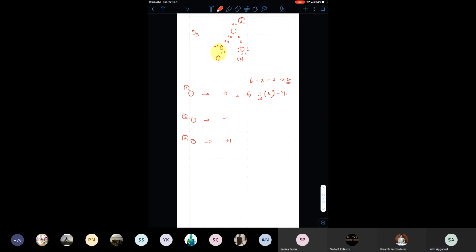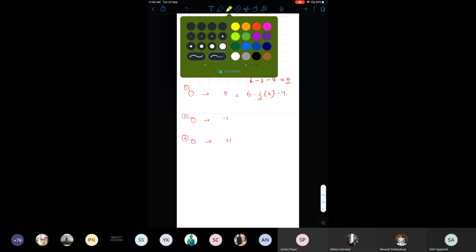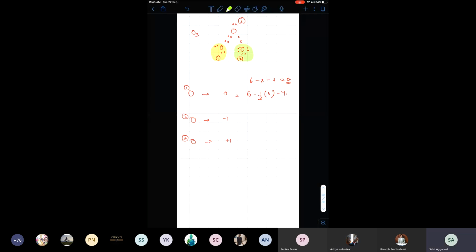Okay, Sanika. All of you understood this? Very good, Madhura. So solve for the second one. This is the second. 6 valence electrons. Only 2 are shared, 6 are unshared. 6 minus 1 minus 6 equals minus 1.